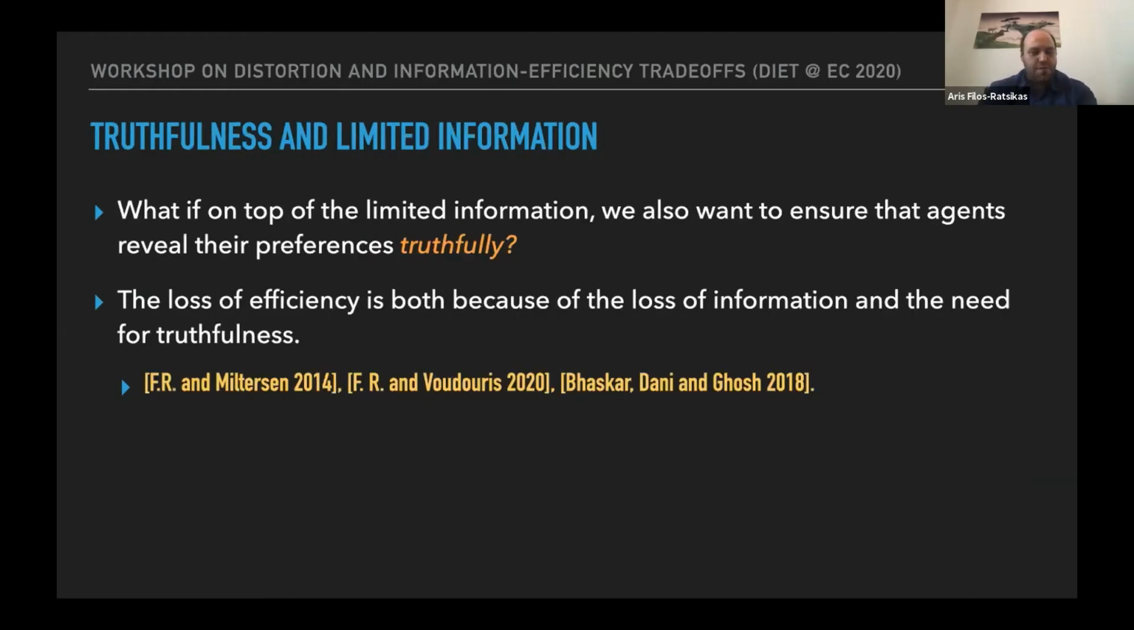And finally, this wouldn't be a workshop at EC if there was no mention of truthfulness and incentives. So a very fundamental question here is the following. What if on top of the limited information, we also want to ensure that information is revealed truthfully by the agents? In a sense, it's not enough that we only operate on limited information. Even that information, we have to work for it. We have to somehow convince the agents to give us the right information. And of course here, the loss in efficiency can be due to truthfulness. It can also be due to the loss of information. And the question is, can we design strategy-proof mechanisms that have good distortion? This is quite interesting, and part of the talk that I just advertised by Alexandros will also touch on this.